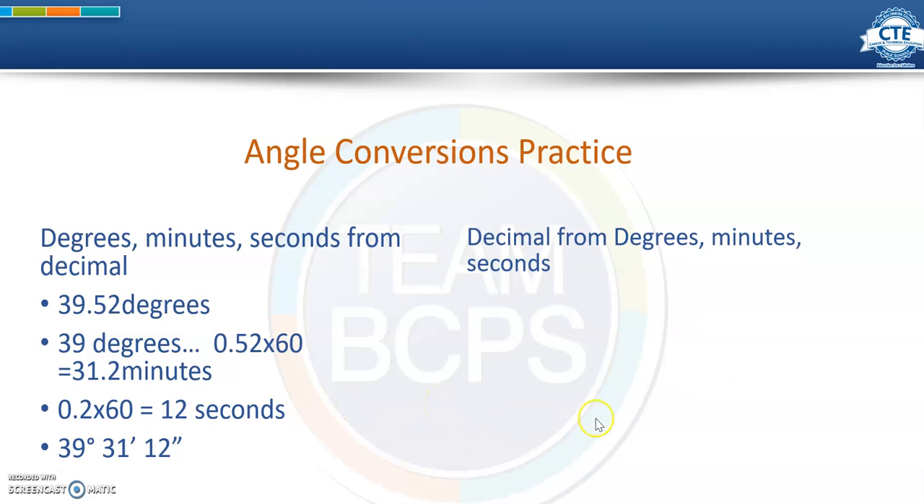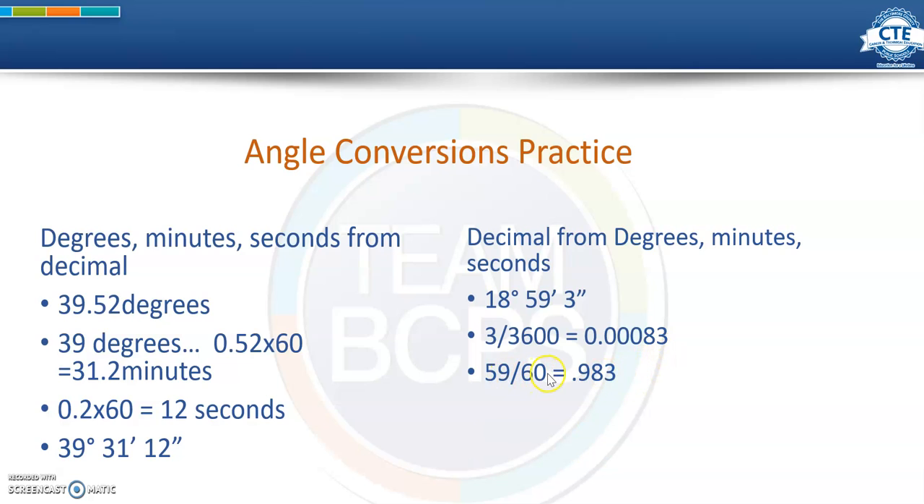For the other conversion, we start with 18 degrees, 59 minutes, and 3 seconds. We're going to divide the 3 seconds by 3600, and we get 0.00083. It is a very small number. Next, we divide the 59 minutes by 60, and we get 0.983. Lastly, we're going to add the 18, the 0.983, the 0.00083 together to get 18.98383 degrees. Now you're going to use your skills to practice drawing property lines, and you may need to know how to do those conversions.